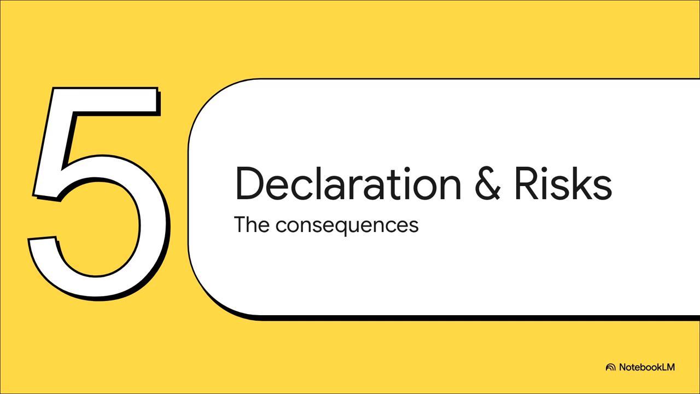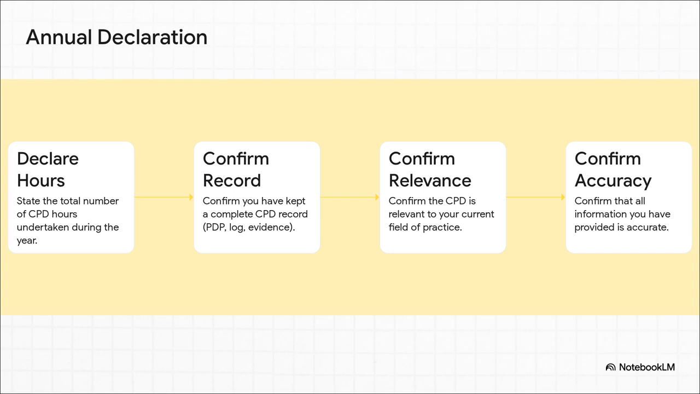And finally, we've made it to the end of the year. Let's talk about making your annual declaration, and maybe more importantly, what happens if you don't meet these requirements. Every single year, you have to log on and make this formal declaration to the GDC. You state how many hours you've done, and you confirm that you've got your PDP, your log, all your evidence. You also confirm that it's relevant and that everything you're saying is true. It's a serious statement of your compliance.